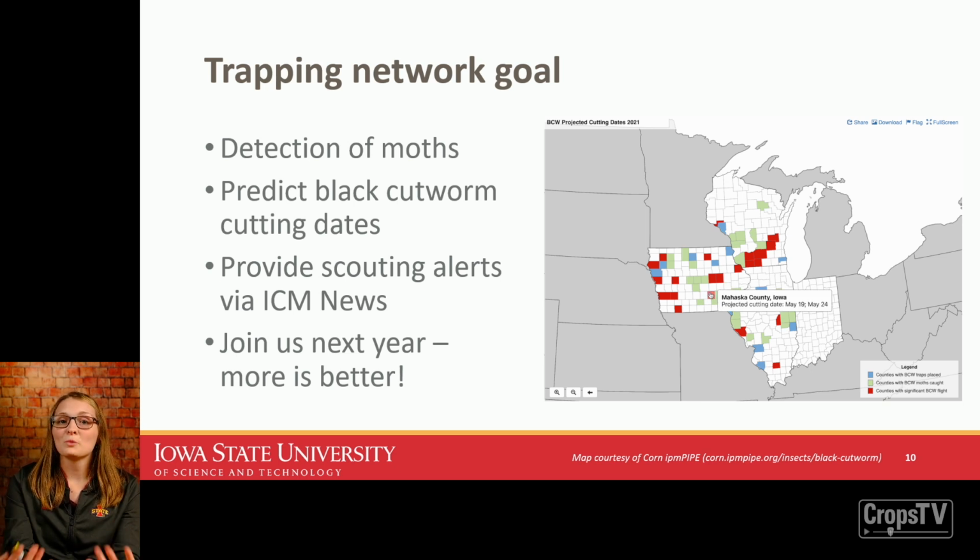So basically, more traps are better. If you're interested in the Iowa Moth Trapping Network, feel free to join us next year. And I think at the end, I'll provide some information on how you can get involved if you'd like to.